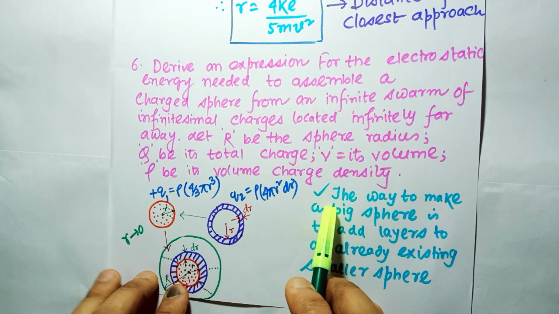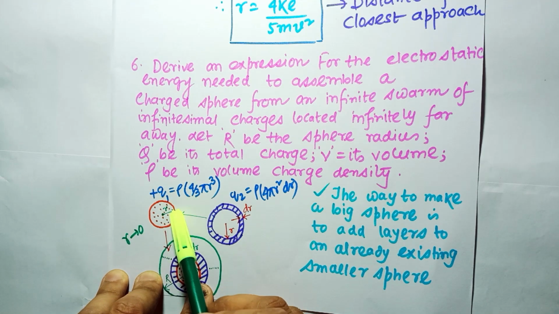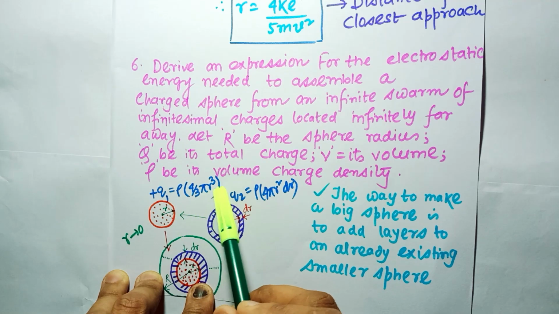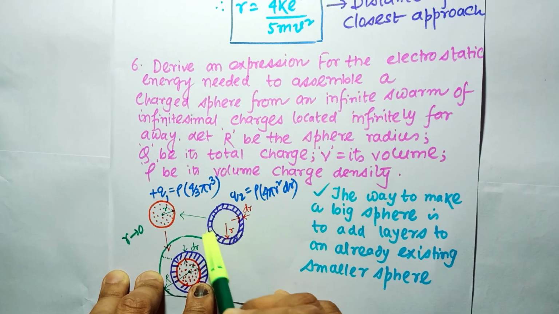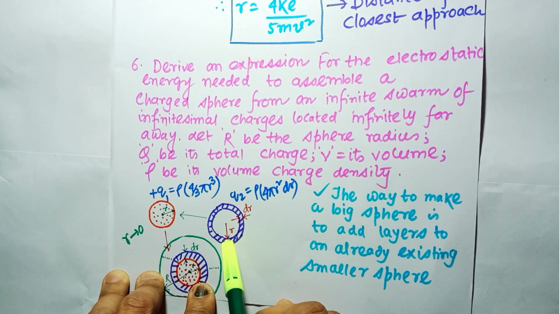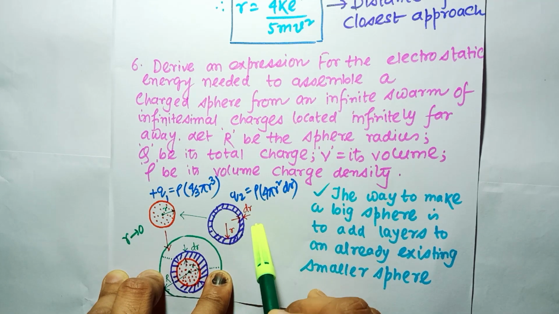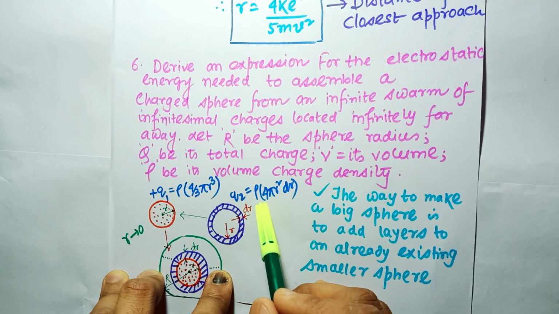You can see this is the smaller sphere initially, in the limit of r tends to 0, where the charge q1 is rho times 4 by 3 pi r cubed. If I add another layer of thickness dr, with the inner surface having radius r, the charge in the thin shell will be q2, which is the charge density rho times 4 pi r squared dr.